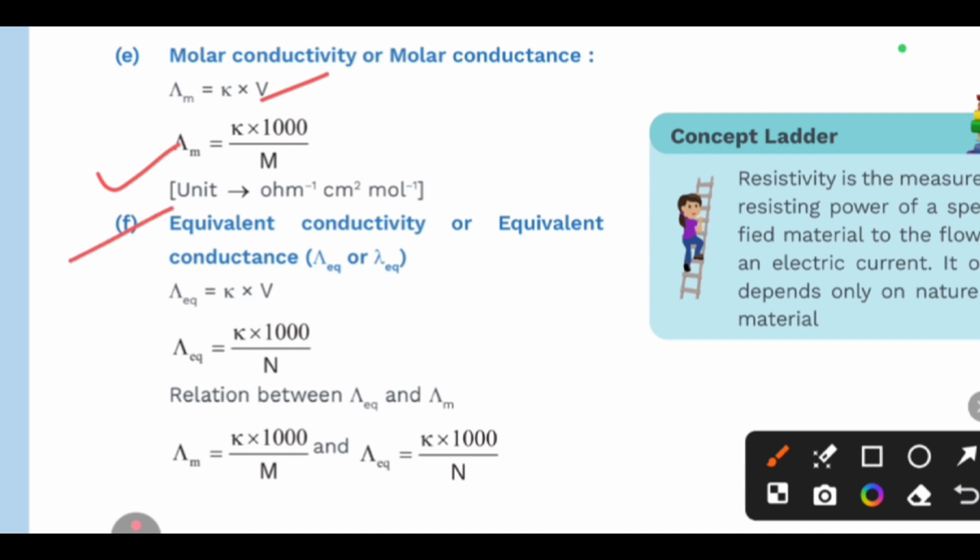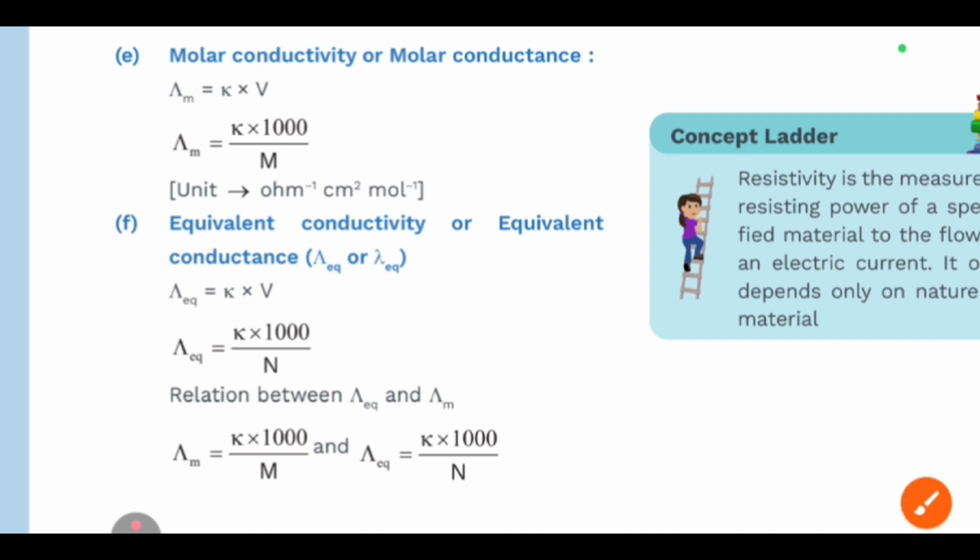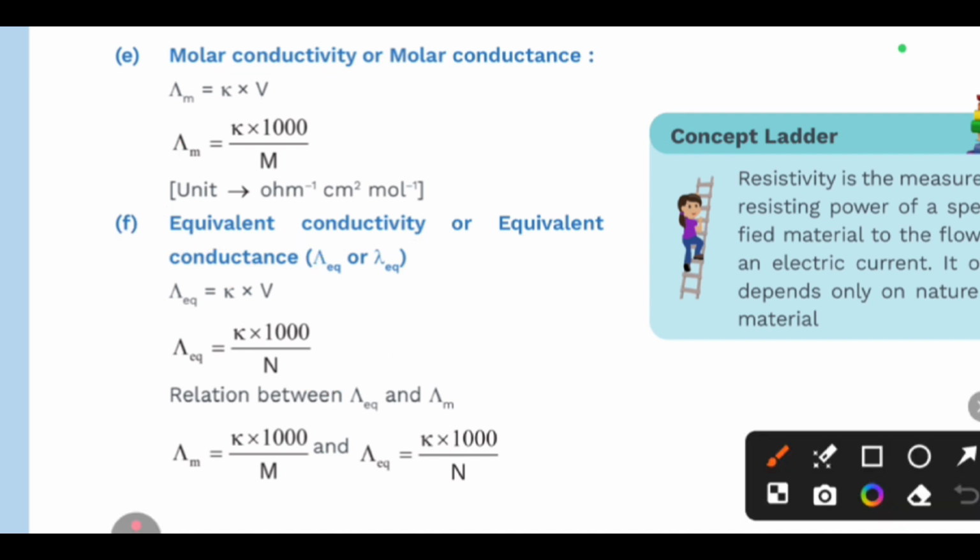In the same way, you can find equivalent conductivity, represented by lambda EQ, equal to K into V, where V is 1000 by N. Whenever the word equivalent comes, you have to use the normality. When molar comes, you have to use the molarity. But take care: it is taken at any concentration, not at infinite dilution. You have to learn this relation for solving numericals.